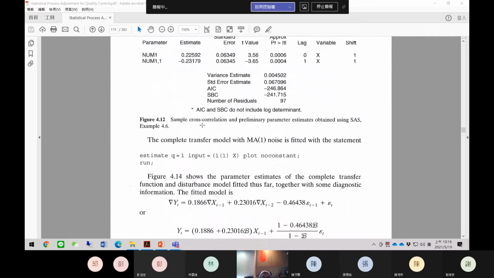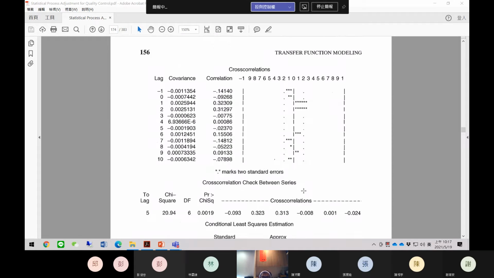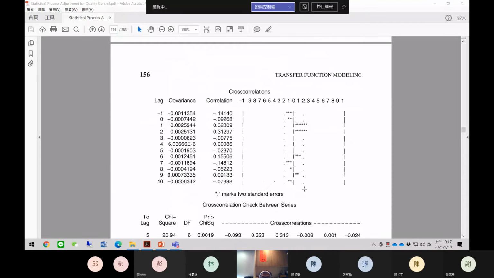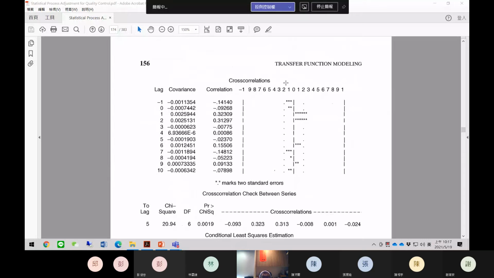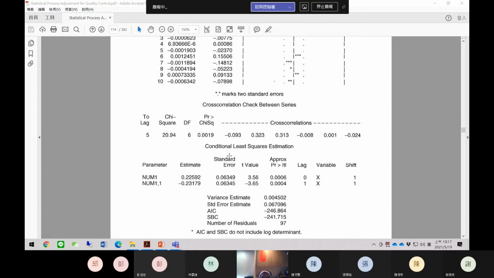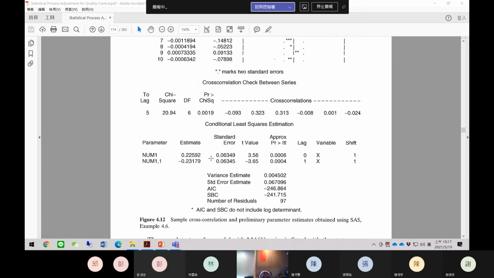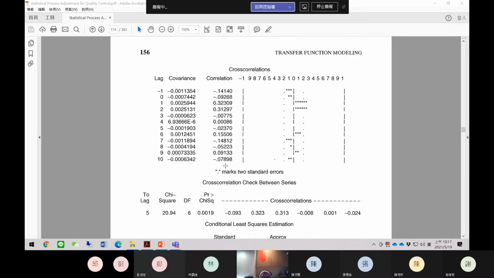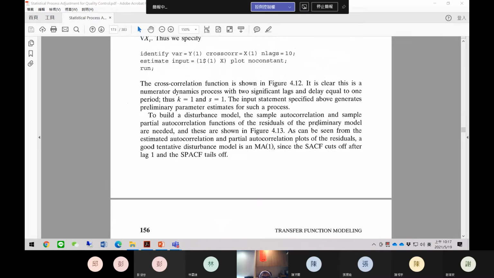Yeah, this is the sample cross-correlation and the preliminary parameter estimate using SAS. So let me see that. Okay, this is the cross-correlation between alpha t and beta t. And this is the parameter estimate. These are the two parameters in here.